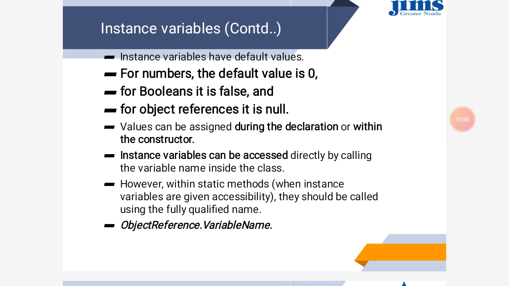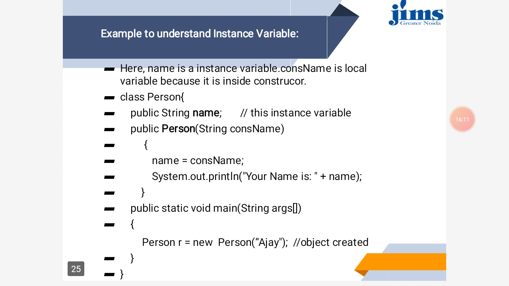And how can you access an instance variable? You can access an instance variable after creating your object. So how can you use that? Object name dot variable name. So we will take an example of this instance variable.